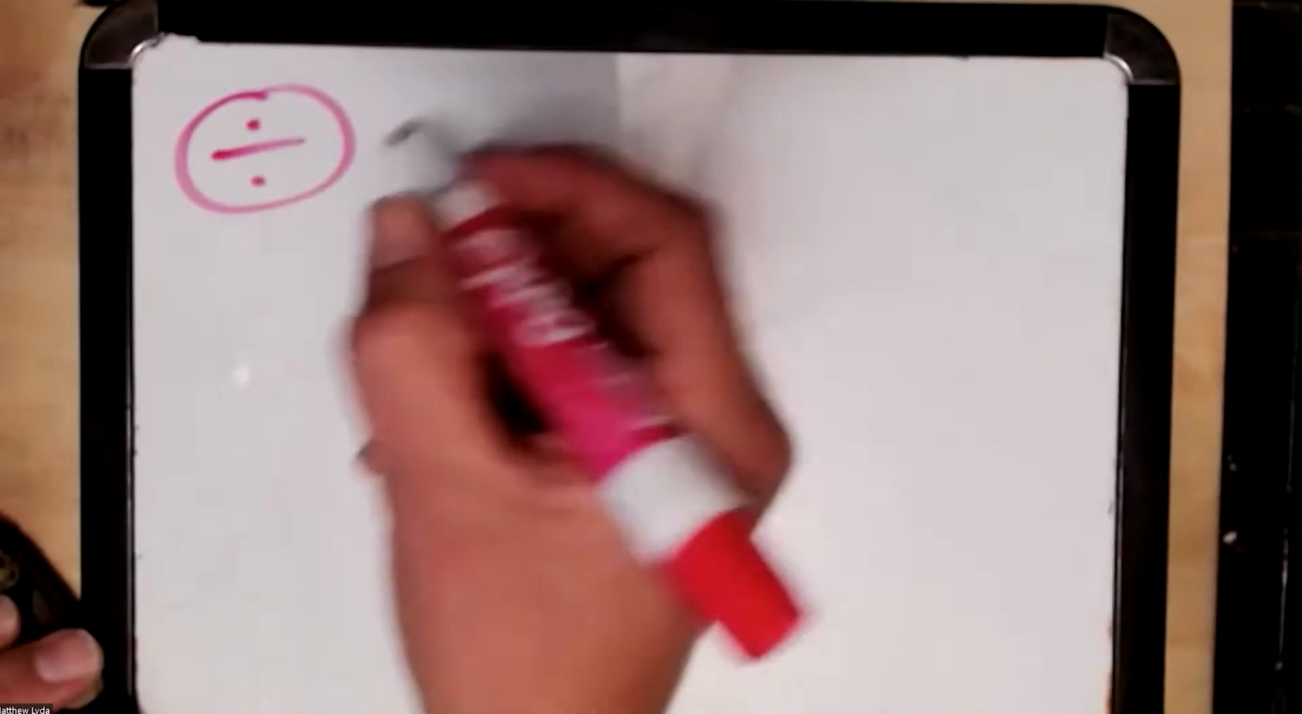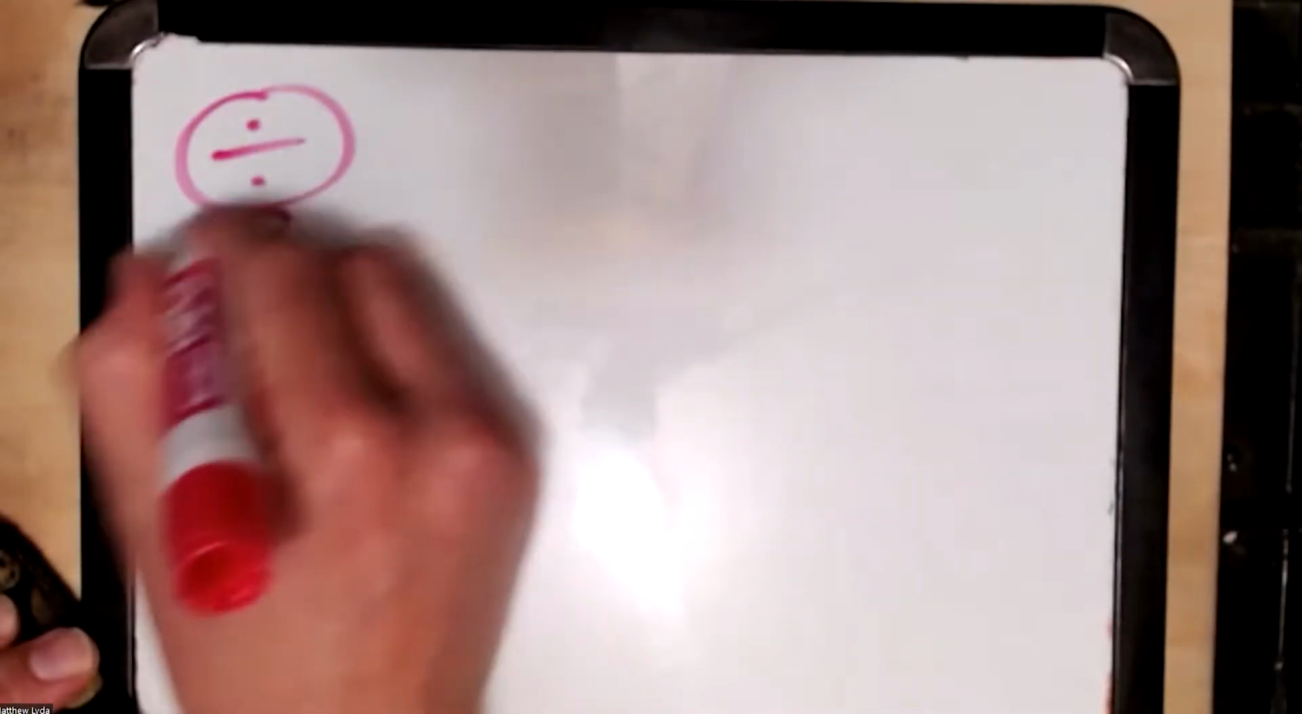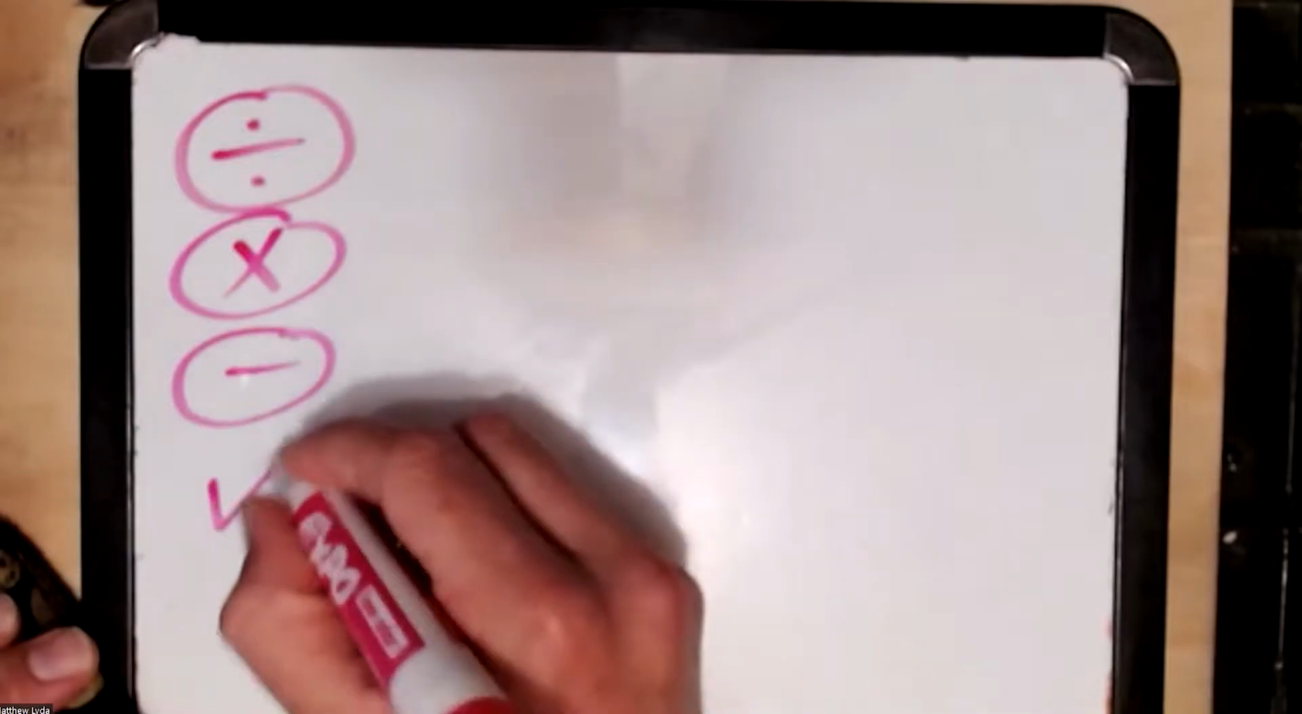And another one is for long division. We create these buttons along the side of our whiteboard, and these serve as near point references as students do long division. So this is divide, multiply, subtract, check.